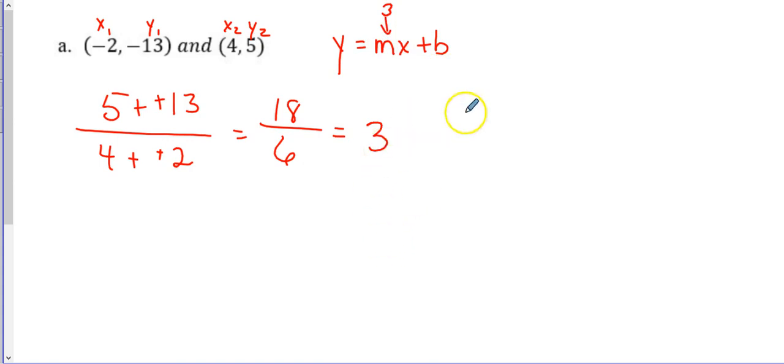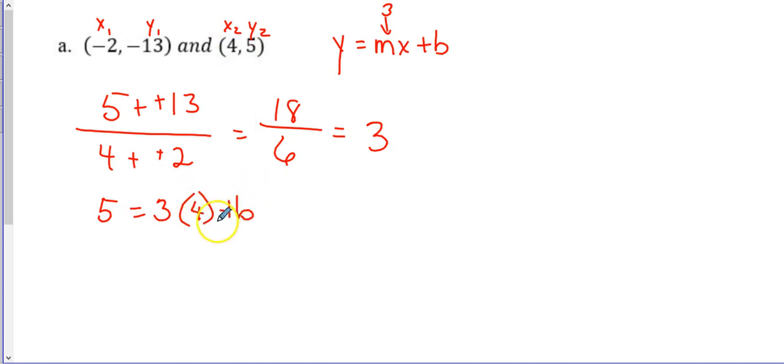Now what I need to do is find B. I need to find the y-intercept. Well, I have an x value and a y value here. So what I could do is plug in the x right here and the y right here, and then my B is the only thing that's unknown. So if I do that, I would plug in a 5 for the y, the 3, or the M I know, 3 times, and then the x, I'm going to plug in the 4, plus B.